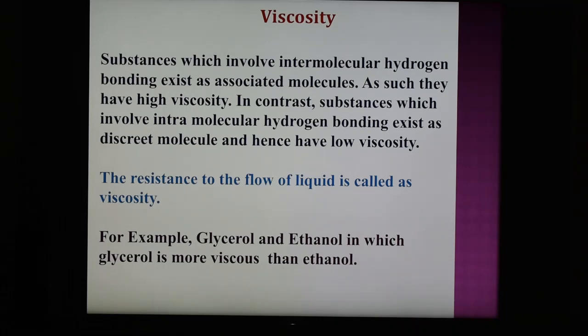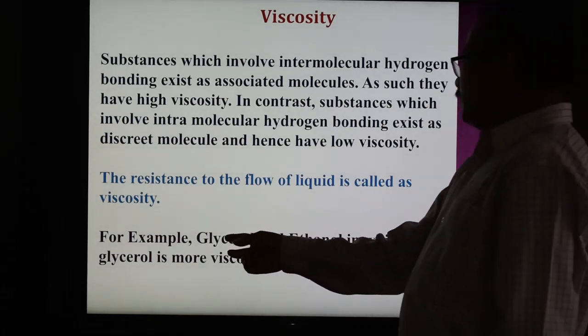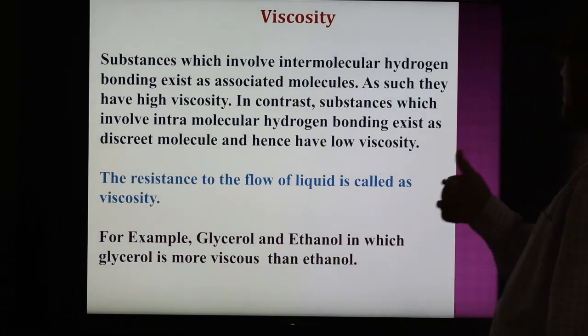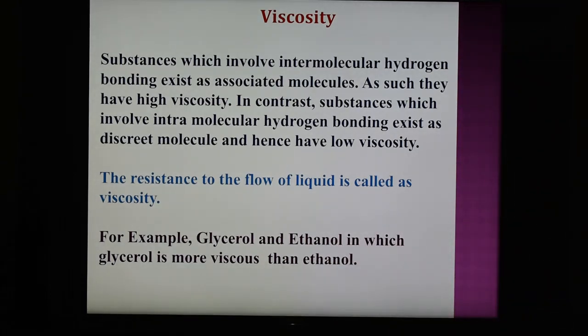So if you compare glycerol and ethanol, glycerol is more viscous than ethanol because there is more hydrogen bonding in glycerol, as the number of OH groups is greater. Ethanol has only one, and glycerol has three, and therefore glycerol is more viscous as compared to ethanol. So depending upon the hydrogen bonding, it affects the property. Viscosity is also affected by the presence of hydrogen bonding.